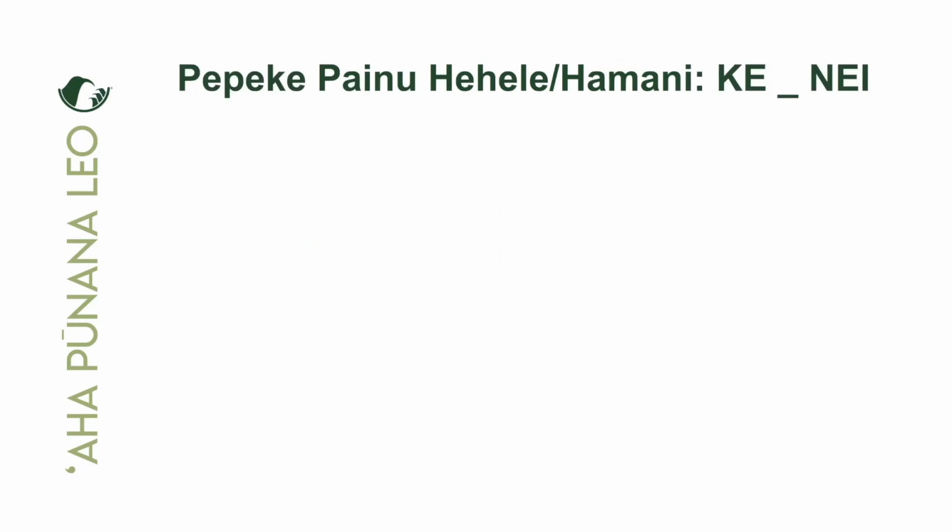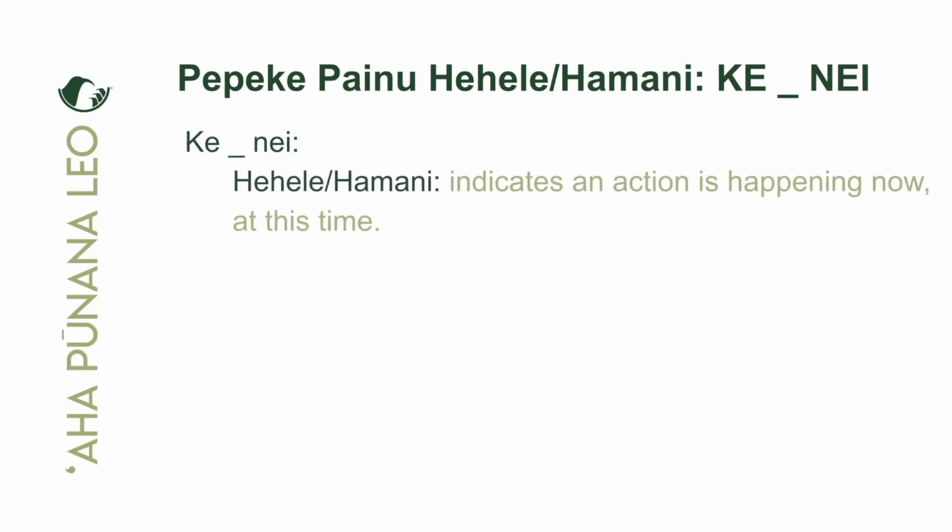All right, pepeke painu hehele hamani keinei, right? Keinei is the māka painu that we use to mark present tense. Okay, so let's take a look at the definition really quick. Keinei, used with hehele and hamani verbs or action words, indicates that an action is happening right now at this time. You're in the process of doing that action. Okay, so whenever we're doing something at that present moment, we will use keinei, to help tell somebody that, hey, I'm doing something right now as we speak.